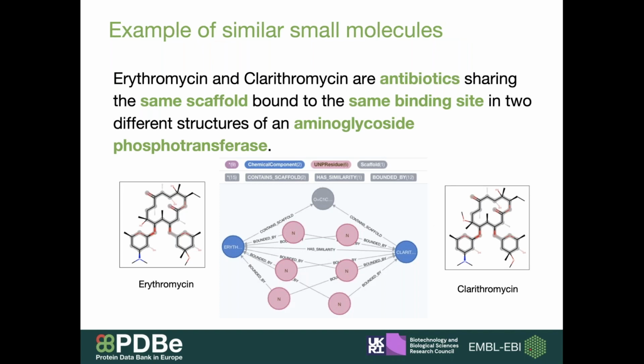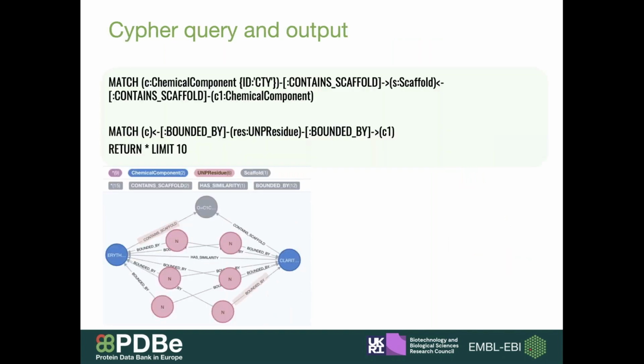This is a simple example of similar small molecules. We have erythromycin and clarithromycin, which are antibiotics, which share the same scaffold and are bound to the same binding site in two different structures of an aminoglycoside phosphotransferase. With the help of this simple Cypher query, we would be able to get the similar ligands and their shared binding sites.